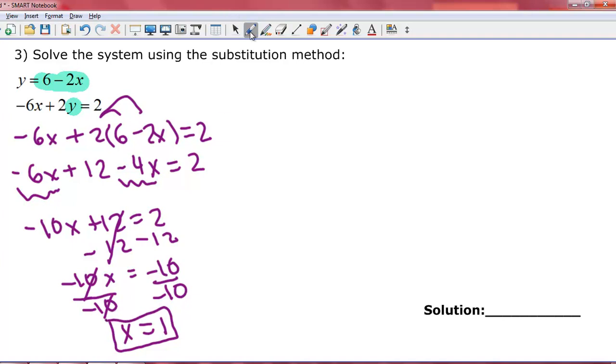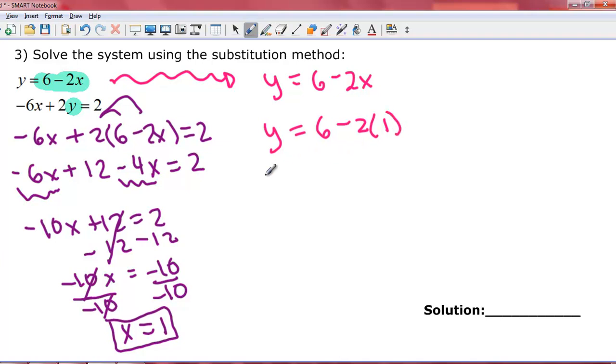Now what? Are we done? Well, we need to find our y value as well, so we can take this x and substitute it into either equation. The first one is already set up y equals, so it'd be a little easier for us. So we're going to rewrite it. Instead of putting x in, we'll put the value of 1.